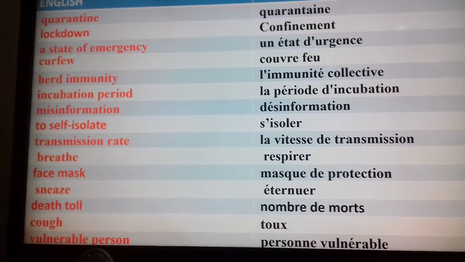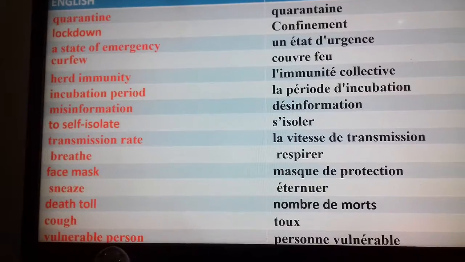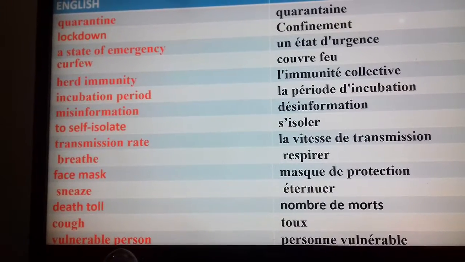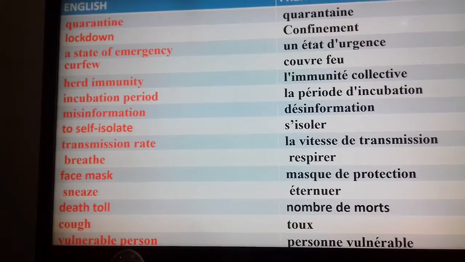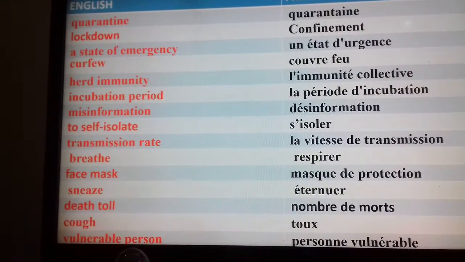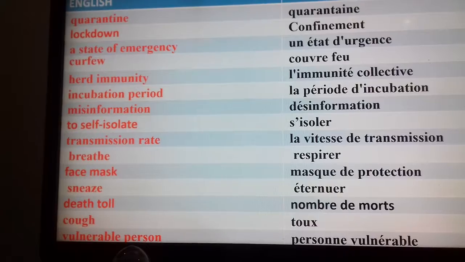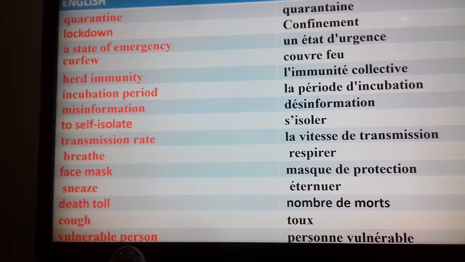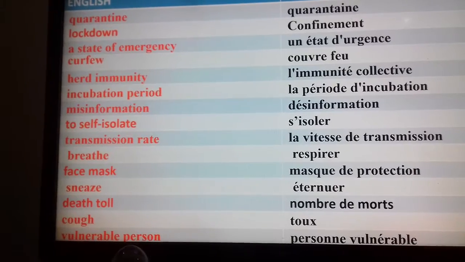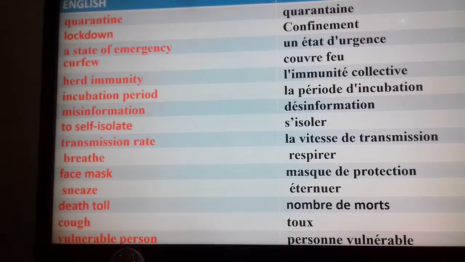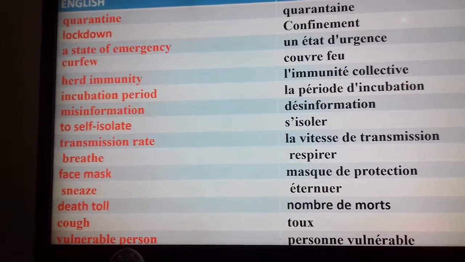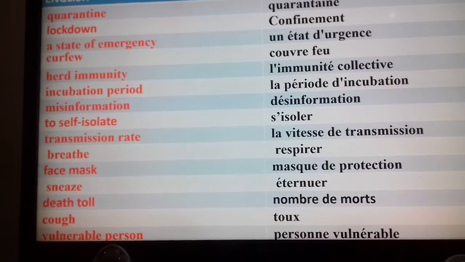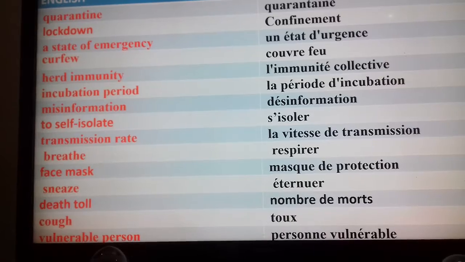Quarantine and lockdown are not the same. Lockdown is confinement, in French you have confinement, and quarantine is used for viruses, as you may know. A state of emergency. In Senegal, we are now in a state of emergency. Nobody can travel, nobody can do a certain number of things, you see.